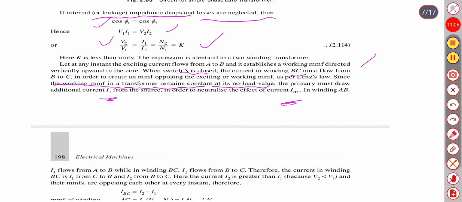In winding AB, I1 flows from A to B, while in winding BC, I2 flows from B to C. Therefore, the current in the winding BC is I1 from C to B and I2 from B to C. Hence, the current I2 is greater than I1 because V2 is less than V1, and their MMFs are opposing each other at every instant. Current IBC is equal to I2 minus I1, as I have told you earlier in the previous slide.